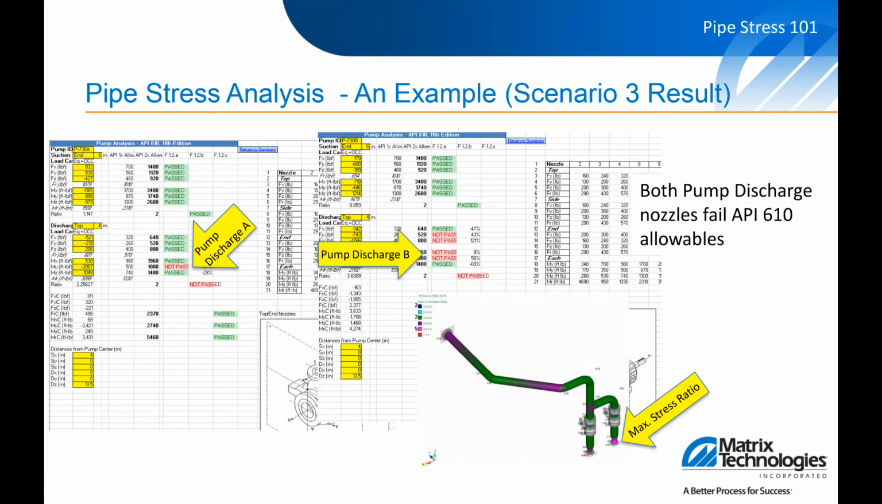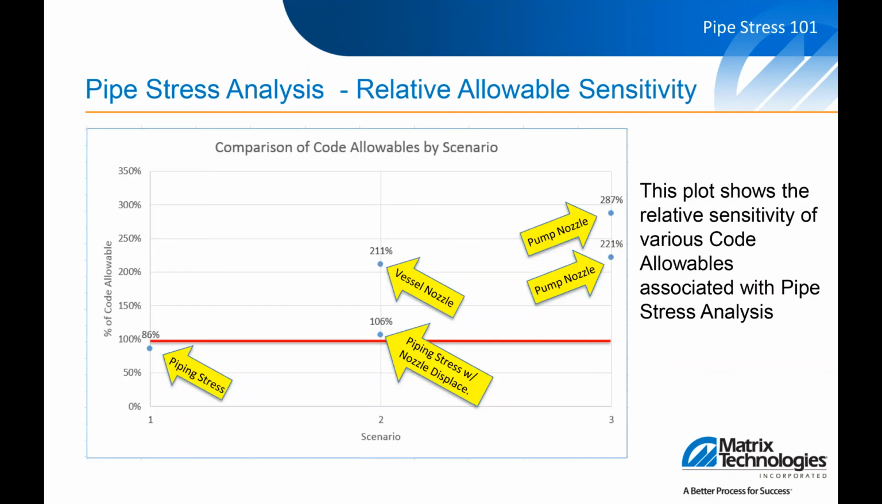So what I did was I plotted this out because I wanted to show this red line is 100% of piping code allowable. So you see down here on the left, you've got your piping without any thermal movements from the vessels. You've got your piping with a little bit of nozzle displacement on that pressure vessel, okay? So you've got a very slight increase, and then you've got the vessel nozzle itself. And you've got the pump nozzles.